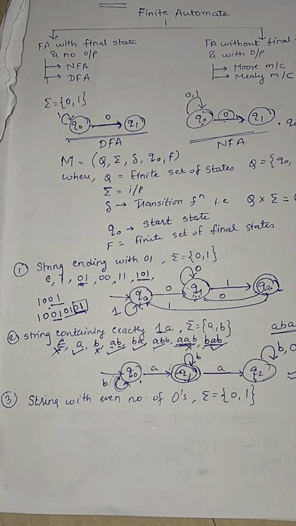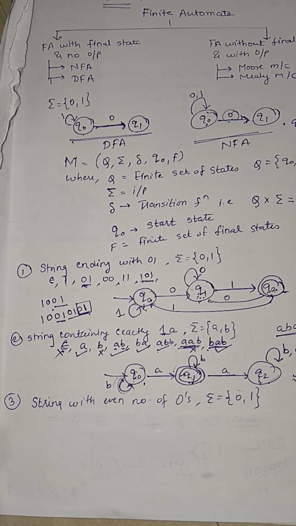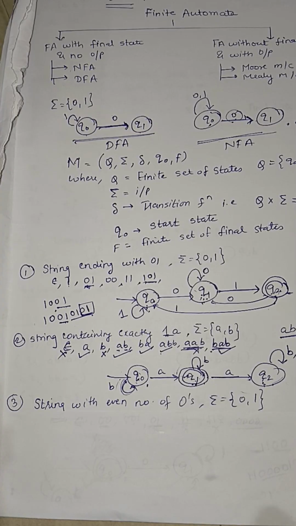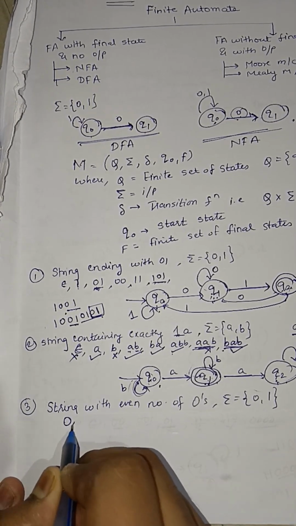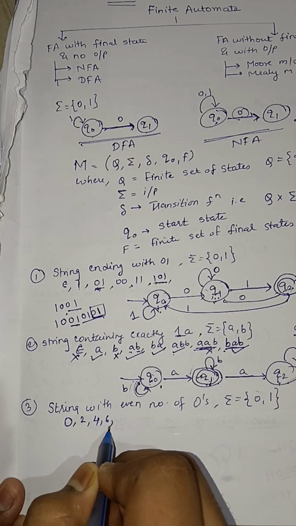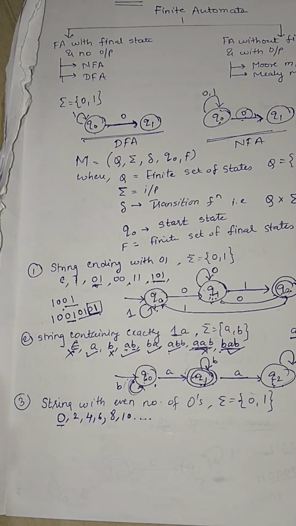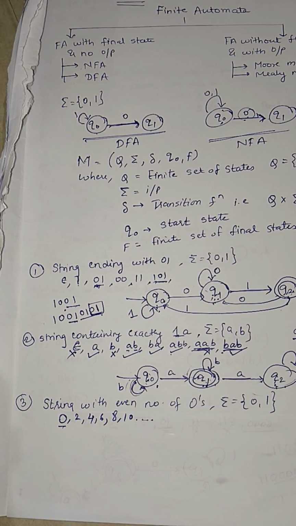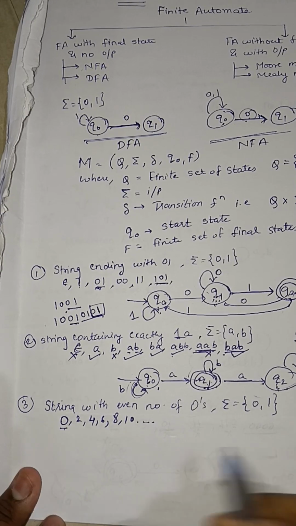Okay, now let's see our third example. The question is strings with an even number of zeros. That means we want the strings which contain an even number of zeros. Even numbers are 0, 2, 4, 6, 8, 10 and so on. It can contain 0 zeros, 2 zeros, 4 zeros, 6 zeros, 8 or 10 or many more even numbers of zeros. Okay, let's see some examples.